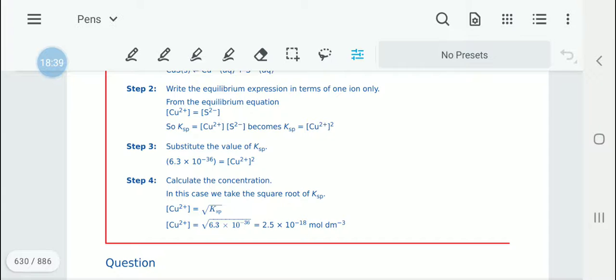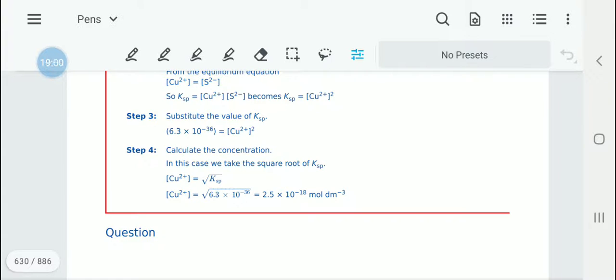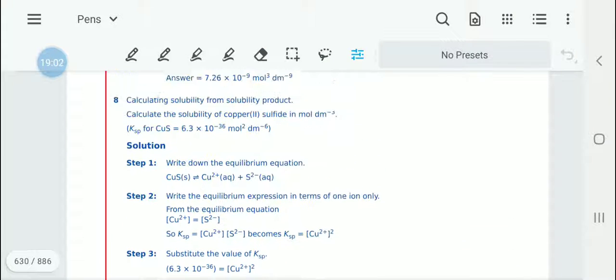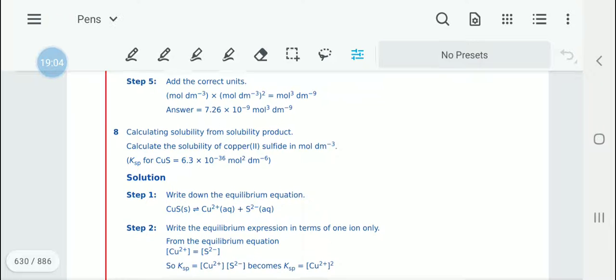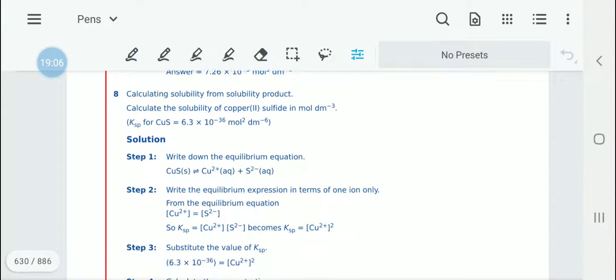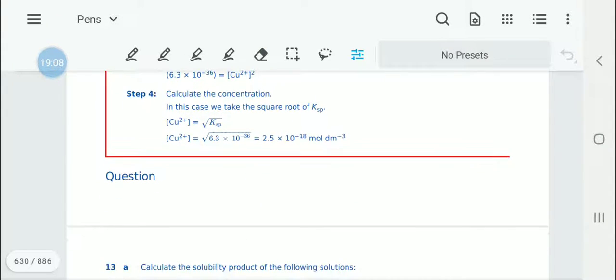So then we substitute the values. Then we will get the concentrations. The Cu2+ concentration squared is equal to the Ksp value. Then we get the Cu2+ concentration as the square root of that. We will get 2.5 × 10^-18 moles per cubic decimeter as the solubility of copper 2 sulfide. I hope that makes sense.